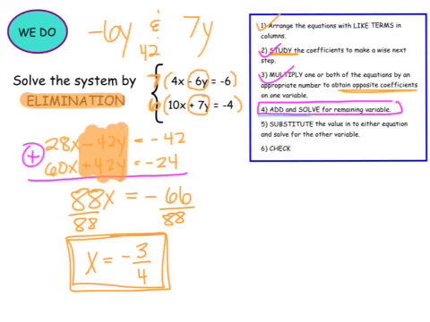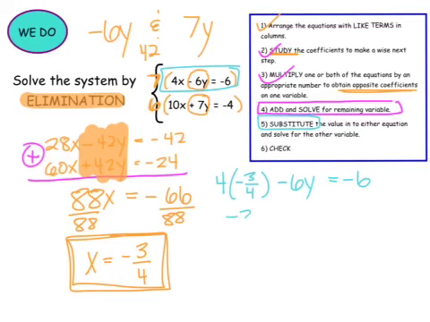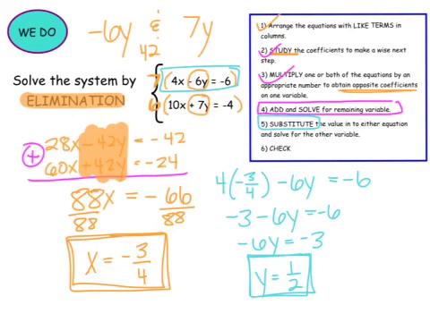From here, we're on to substituting to find the other variable. I'm always going to just plug it into the top equation. You can choose either, I just like to always use the top one. So I have 4 times x, which is now negative 3/4, minus 6 times y equals negative 6. 4 times negative 3/4 is just negative 3, minus 6y equals negative 6. So negative 6y equals negative 3 when you add 3 to both sides. Then divide by negative 6 and you get y equals a positive 1/2.